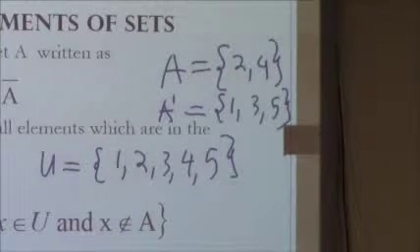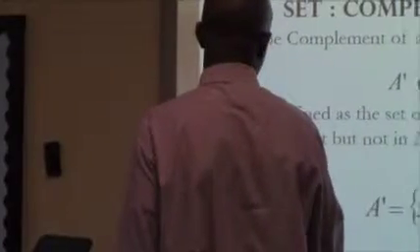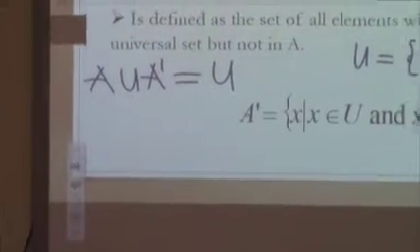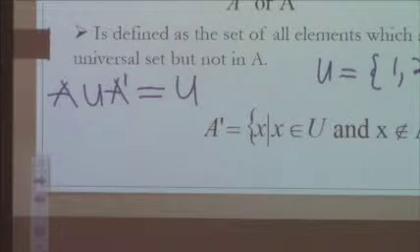Let me give you another important concept: A union A prime will just equal U. So if we form the union of the complement and the set, we just get the universal set.